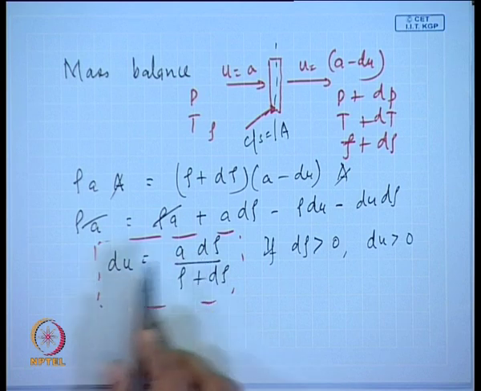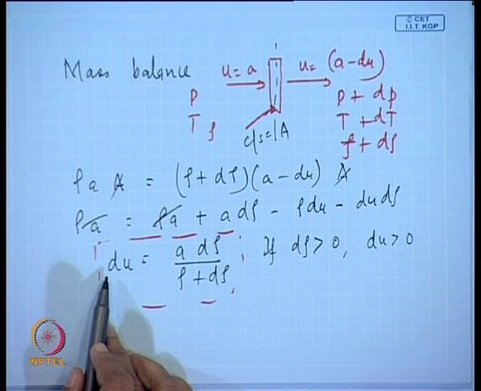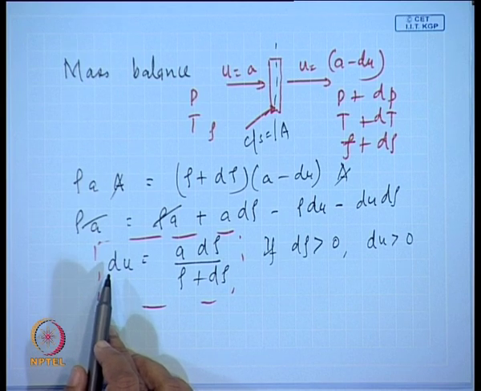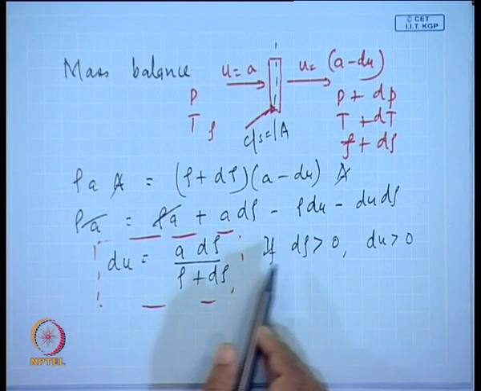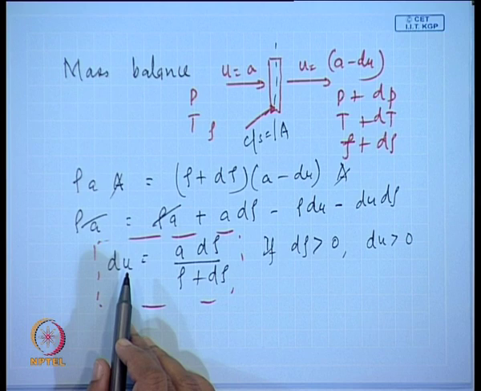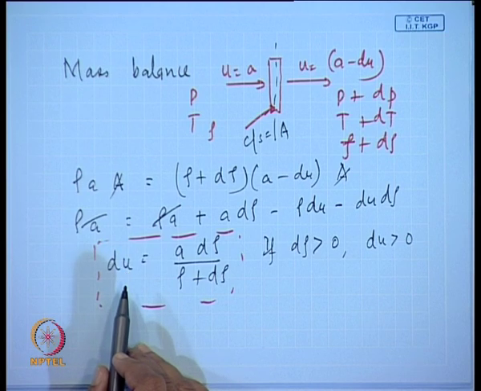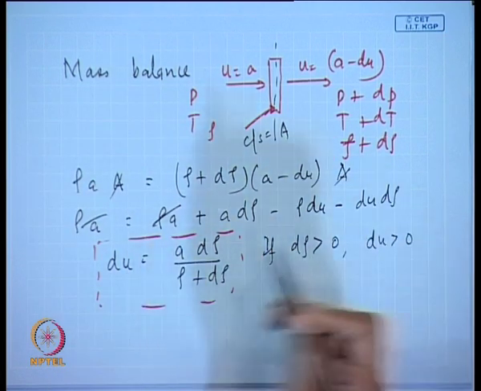If d rho is greater than 0, du has to be greater than 0, agreed? Or in other words, whenever a compression wave travels through a fluid, it definitely leaves the fluid moving in the direction of the wave. The term du d rho is a small multiplication of two small terms; we will be neglecting it at the end.